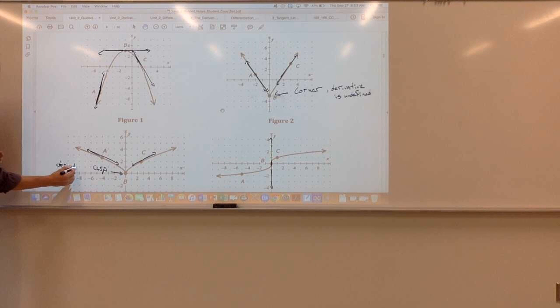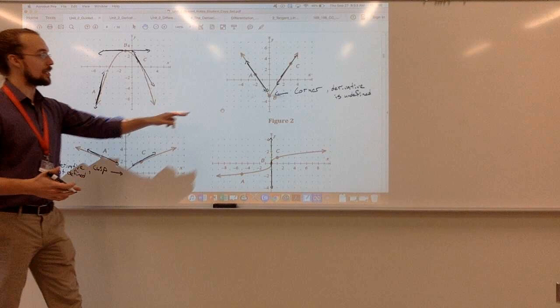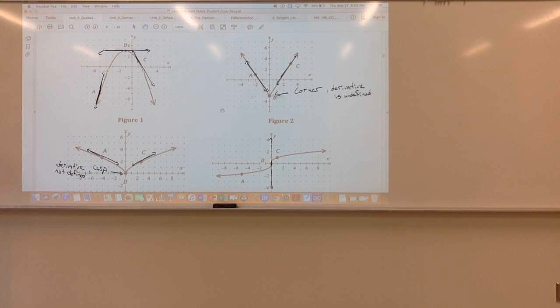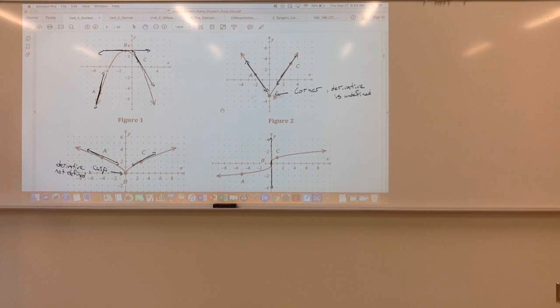Why is it called a cusp? I don't know. I don't know why it's called a cusp, but it's slightly different than a corner. A corner is basically going to be two linear functions meeting at a point. A cusp is generally something that's even sharper, an even sharper change in slope.